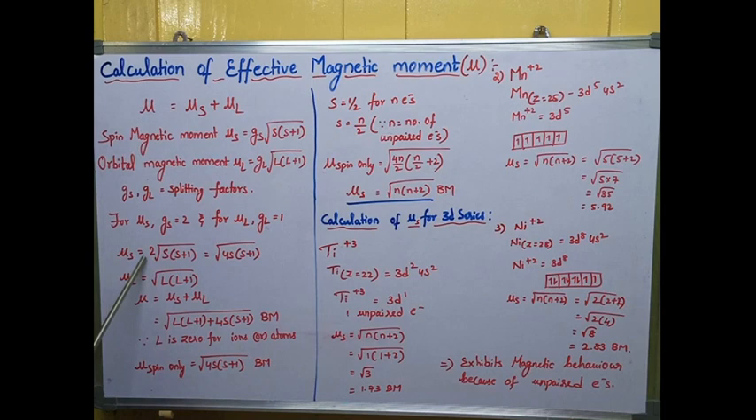Mu s is equal to 2 into root over s into s plus 1. So in place of g_s, I substituted 2, and I'm getting root over 4s into s plus 1 here. For mu l, there is no value, so root over l into l plus 1 is common. So we are adding both for calculating the magnetic moment now: root over l into l plus 1 plus root over 4s into s plus 1. That is the Bohr magneton unit. This is a unit for calculating the angular momentum of any electron.